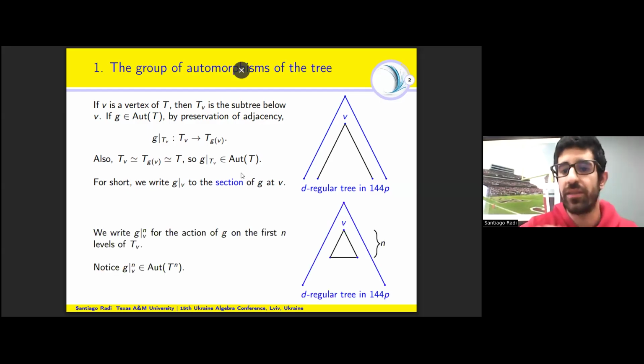Then we can truncate the action to the first n levels below v, and we have what is denoted here as g_v^n, that is the action of g on the first n levels below v. This is an element acting on the truncated tree with n levels.